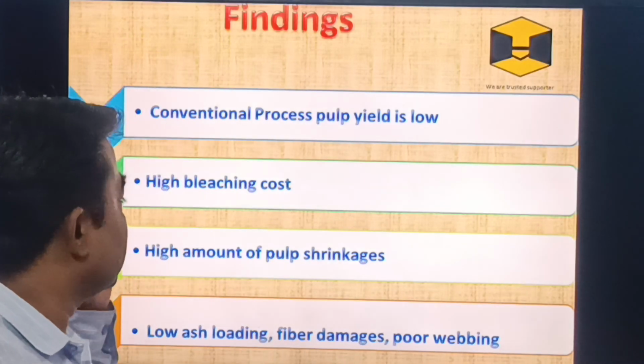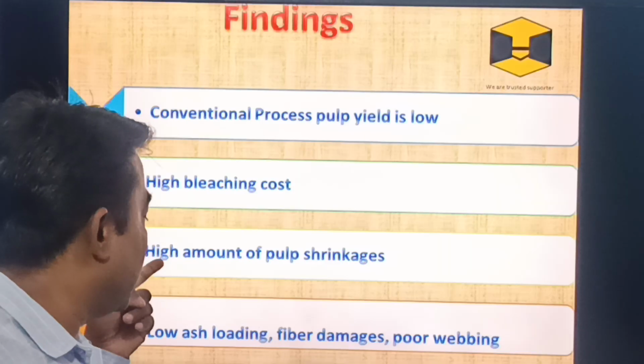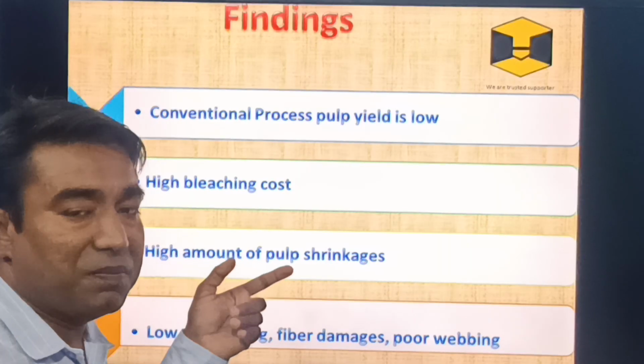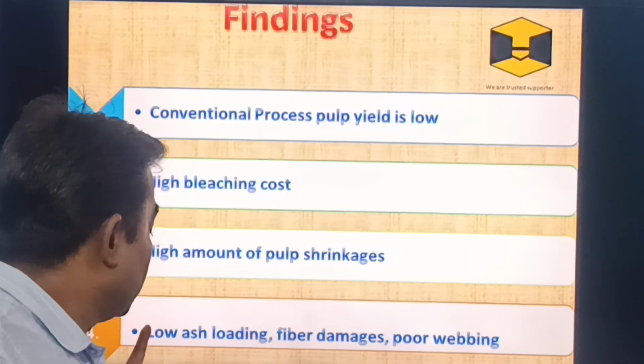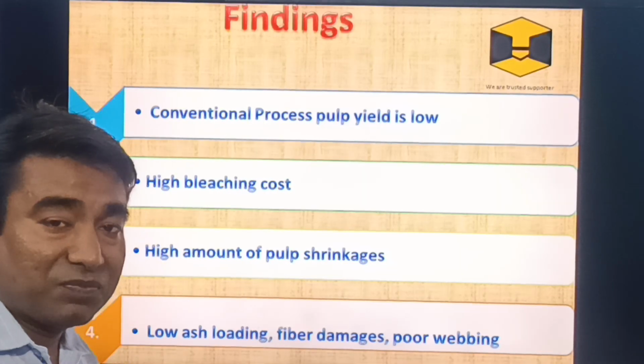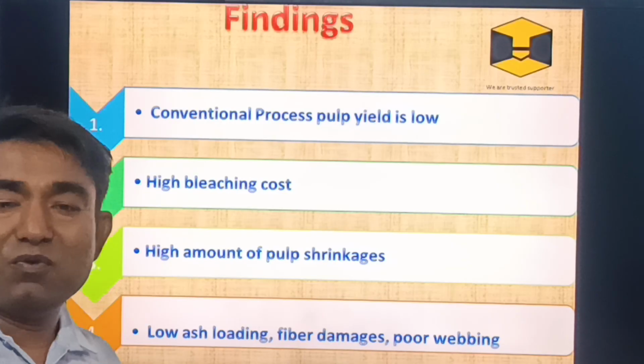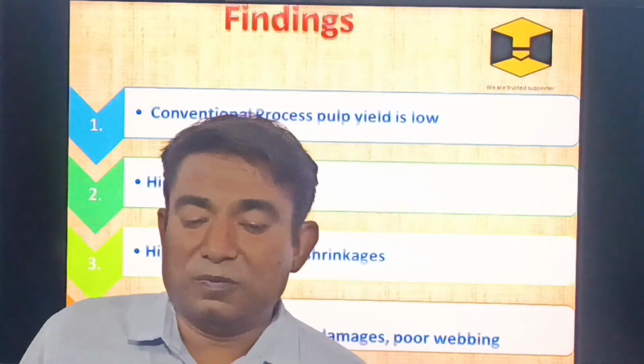So the second finding is that in the conventional process, bleaching cost is high. A high amount of pulp shrinkage is also there. Because of fiber damage and peeling, ash loading is low, fiber damage is more, and webbing is also very poor.